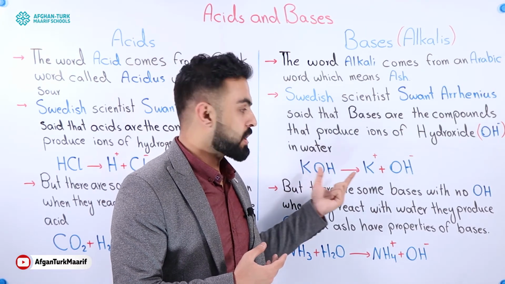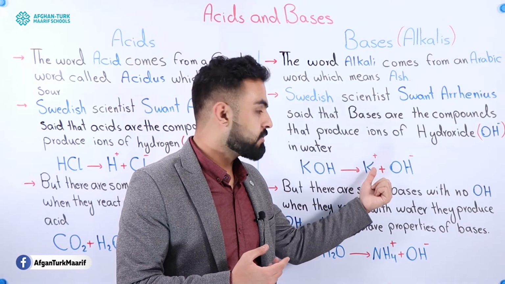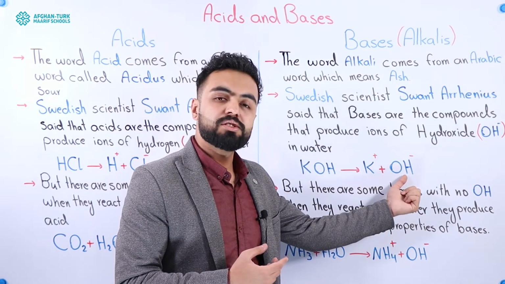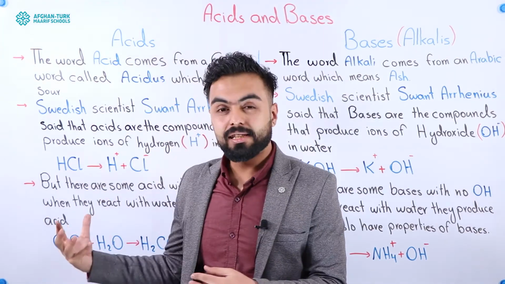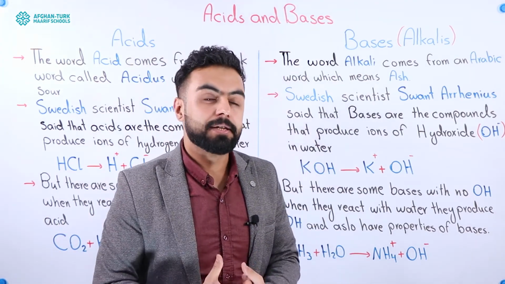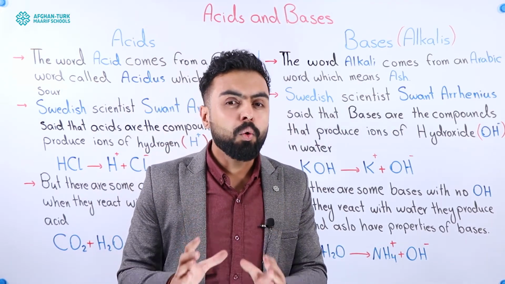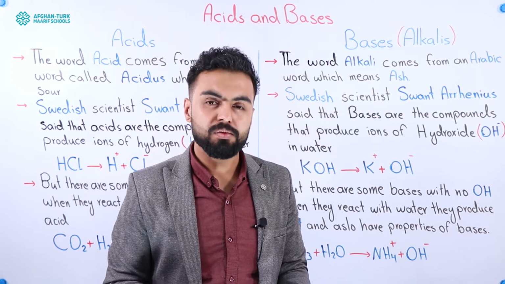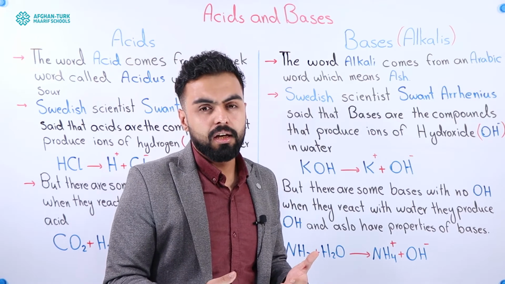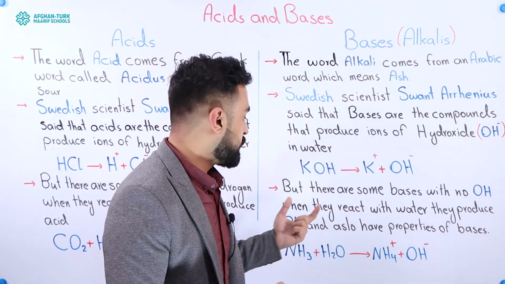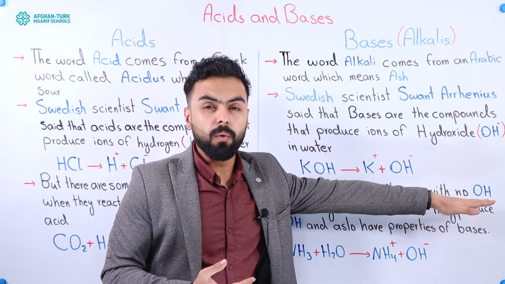This one is a base, because when we dissolve this in water, it will produce two ions, positive potassium and OH or hydroxide. But again, the same as acid, there are some bases that do not have OH. But because they have the properties of the bases, we can call them base. There are some bases with no OH.